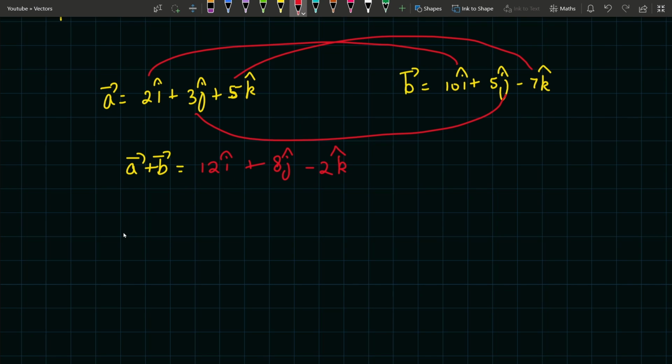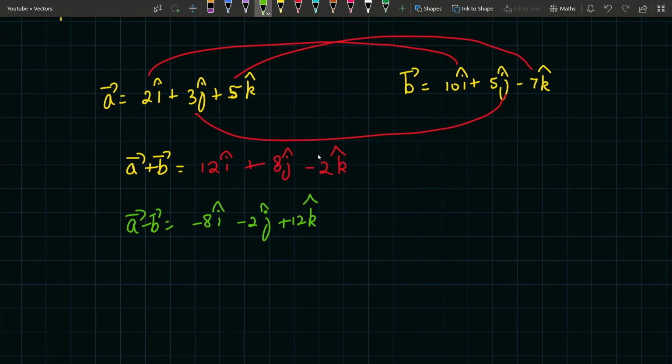And subtraction is also very easy. What is A minus B? A minus B can be written as, you subtract the corresponding x component, y component and z component. So 2 minus 10 is minus 8 I cap, and 3 minus 5 is minus 2 j cap, and 5 minus of minus 7 is, so minus of minus 7 becomes plus 7. So 5 plus 7 will give you 12 k cap. So this is the subtraction of these two vectors.